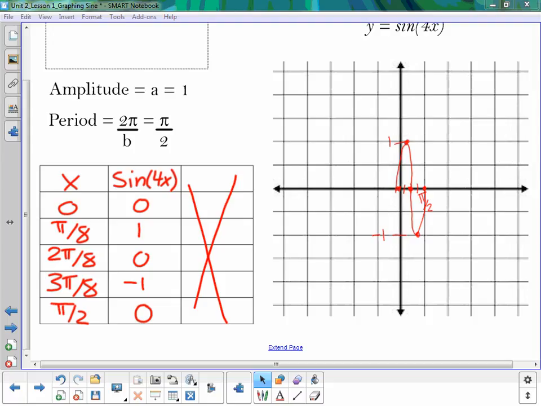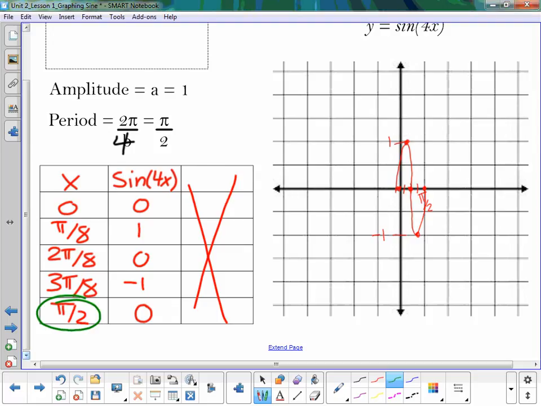I plug in 4 for b. So 2 pi over 4 simplifies to pi over 2. That means my sine curve is completed in a span of pi over 2. So I'm starting at 0 again, and I'm stopping at pi over 2. So I should have my curve completed by pi over 2.